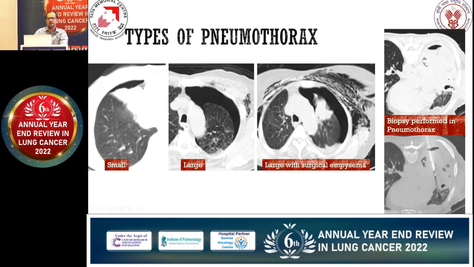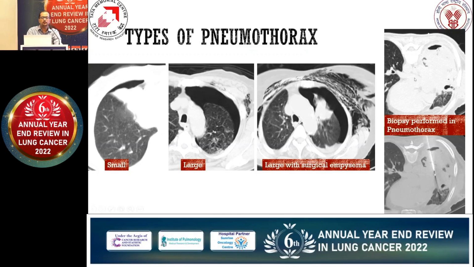So there are three types of pneumothorax which we generally see. One is a small pneumothorax, which can be managed conservatively. When there is a large pneumothorax, we need a small bore, that is a pigtail catheter insertion, so that the pneumothorax can be drained and the patient does not go into compromise. And whenever there is a large pneumothorax with a great amount of surgical emphysema, that is when a large bore catheter or intercostal drainage tube needs to be inserted.